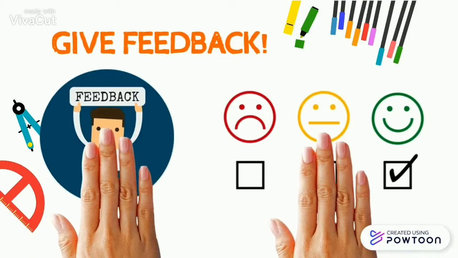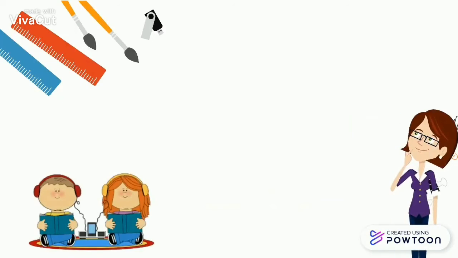It is necessary to give feedback after checking the student's work. Moreover, teachers should try to use correction codes, for example, a P for punctuation or a WO for word order.